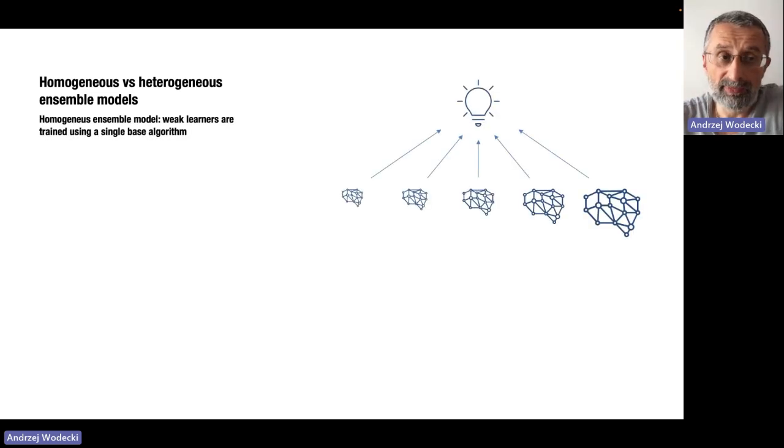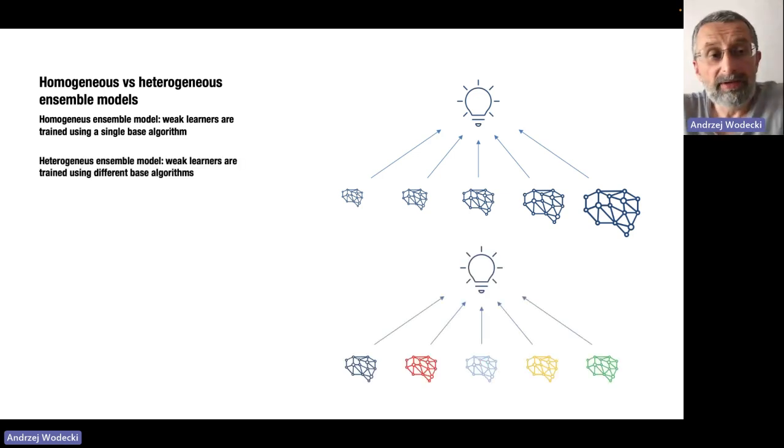So let's combine those learners. Firstly, let's define the specifics of the model. We may have either homogeneous or heterogeneous ensemble models. Homogeneous ensemble models are weak learners which are trained using a single base algorithm, the same algorithm, that may be, for example, a support vector machine or logistic regression. We can fine-tune the models of the same type, but with different hyperparameters. So these are so-called homogeneous ensemble models.